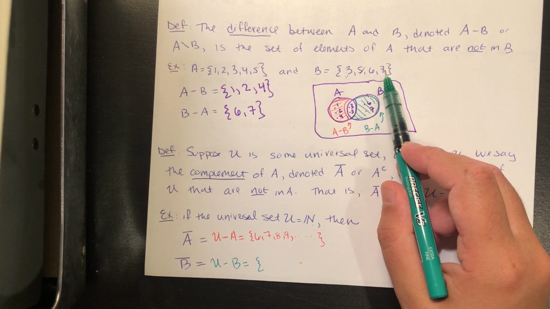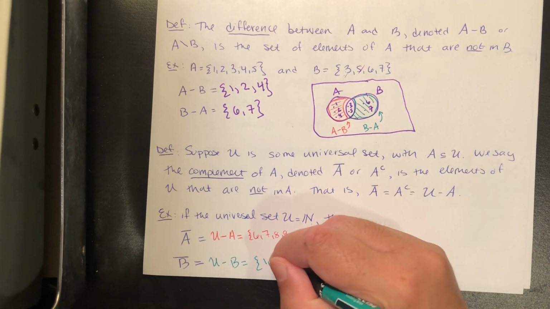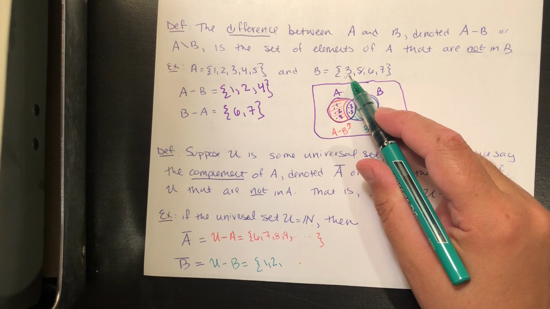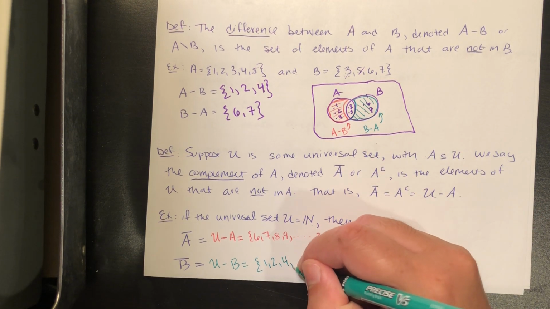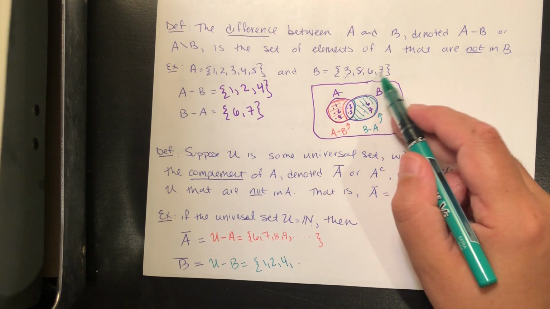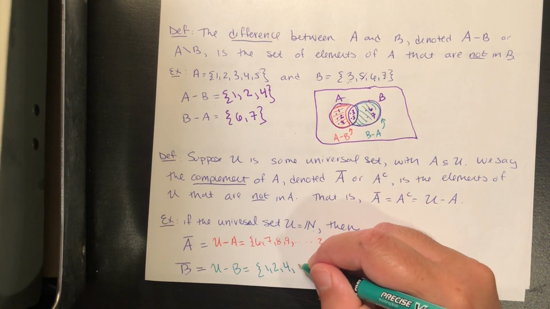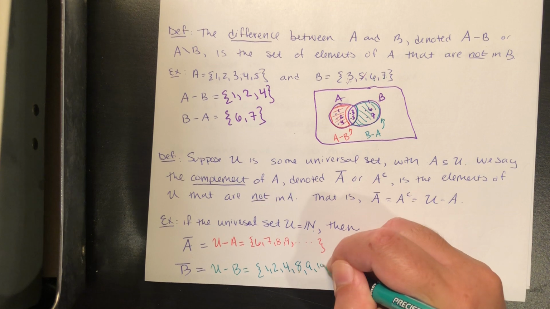So what's going to be left? Well, 1 and 2, for instance, will be there. 3 is not there because 3 is in B. 4 is in the universe, 5's not there because 5's in B, 6 is not there, 7's not there, right? We're taking out the elements of B. So the next one would be 8, then 9, then 10, etc.